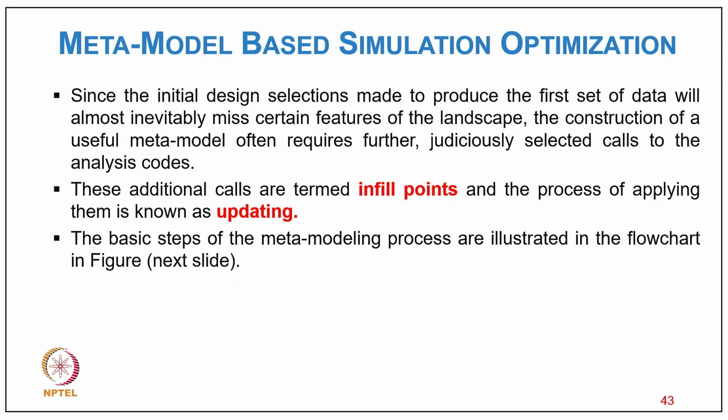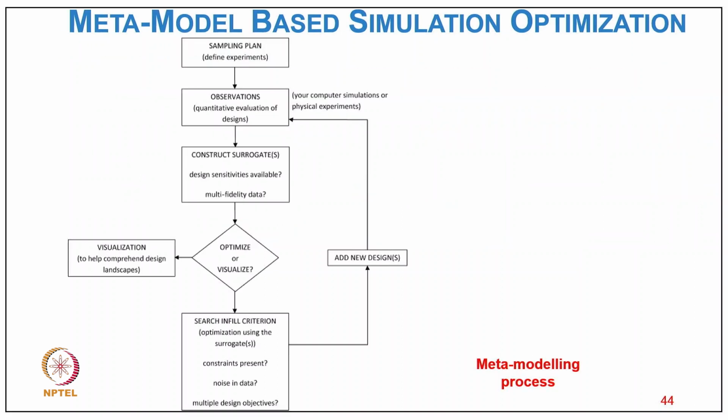Since the initial design selections made to produce the first set of data will almost invariably miss certain features of the landscape, the construction of a useful metamodel often requires further judiciously selected calls to the analysis code. These additional calls are termed infill points, and the process of adding them is termed updating. And the basic steps of the metamodeling process are illustrated in the flowchart in the figure on the next slide.